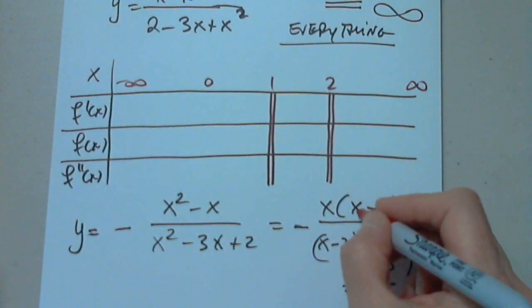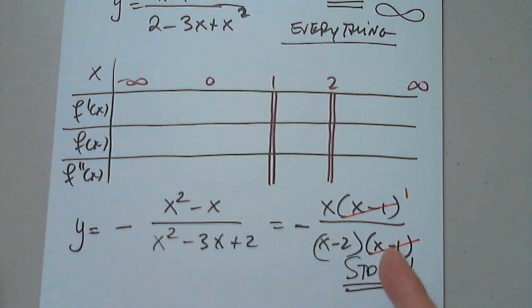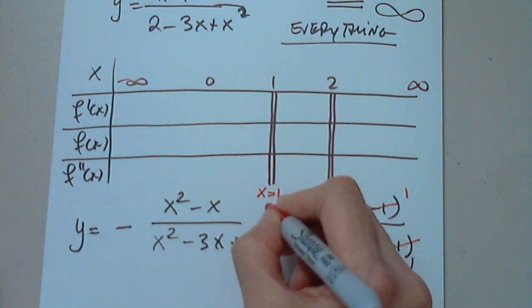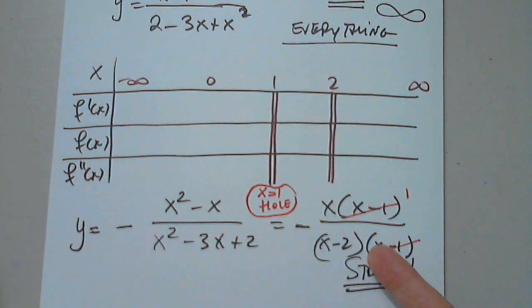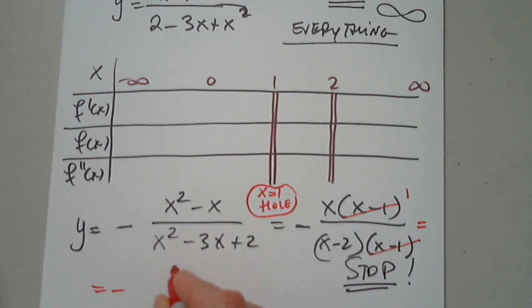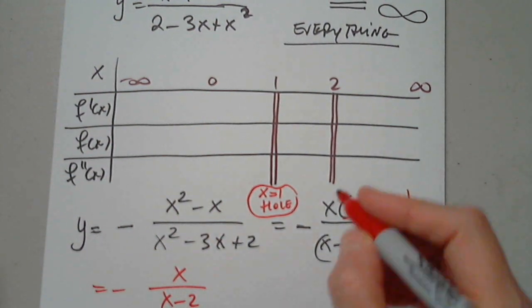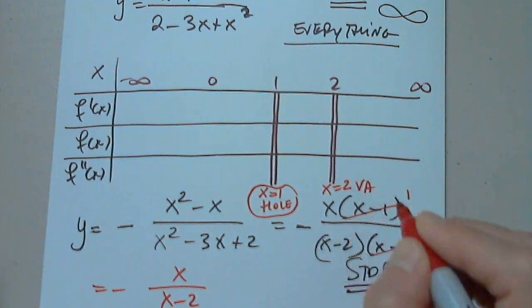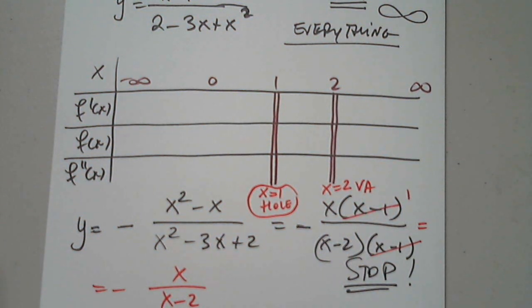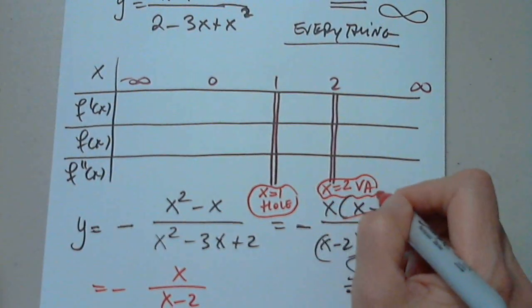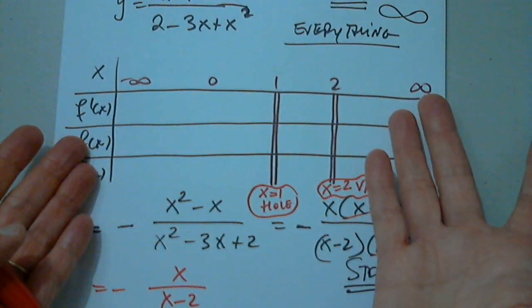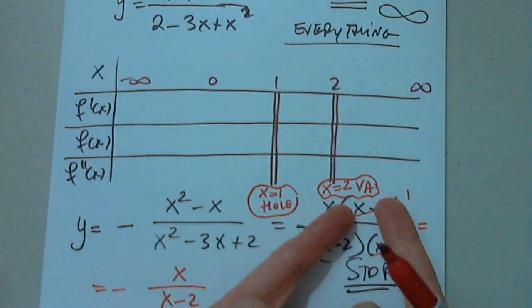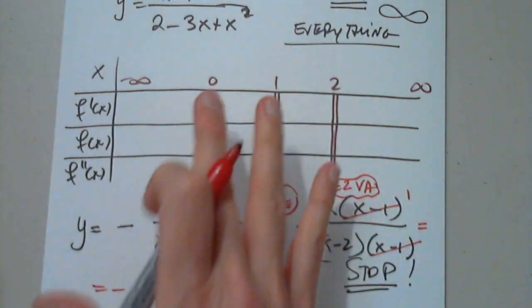Okay, now I can do this. And I realize that since this factor disappears, I have to say that x equals 1 is a hole, because it goes away. And then the function is negative x over x minus 2. And I know that x equals 2 will be a vertical asymptote, guaranteed. So I already made my own notes, so here's what I found so far: domain, hole, vertical asymptote. In a blink, these three are right there.